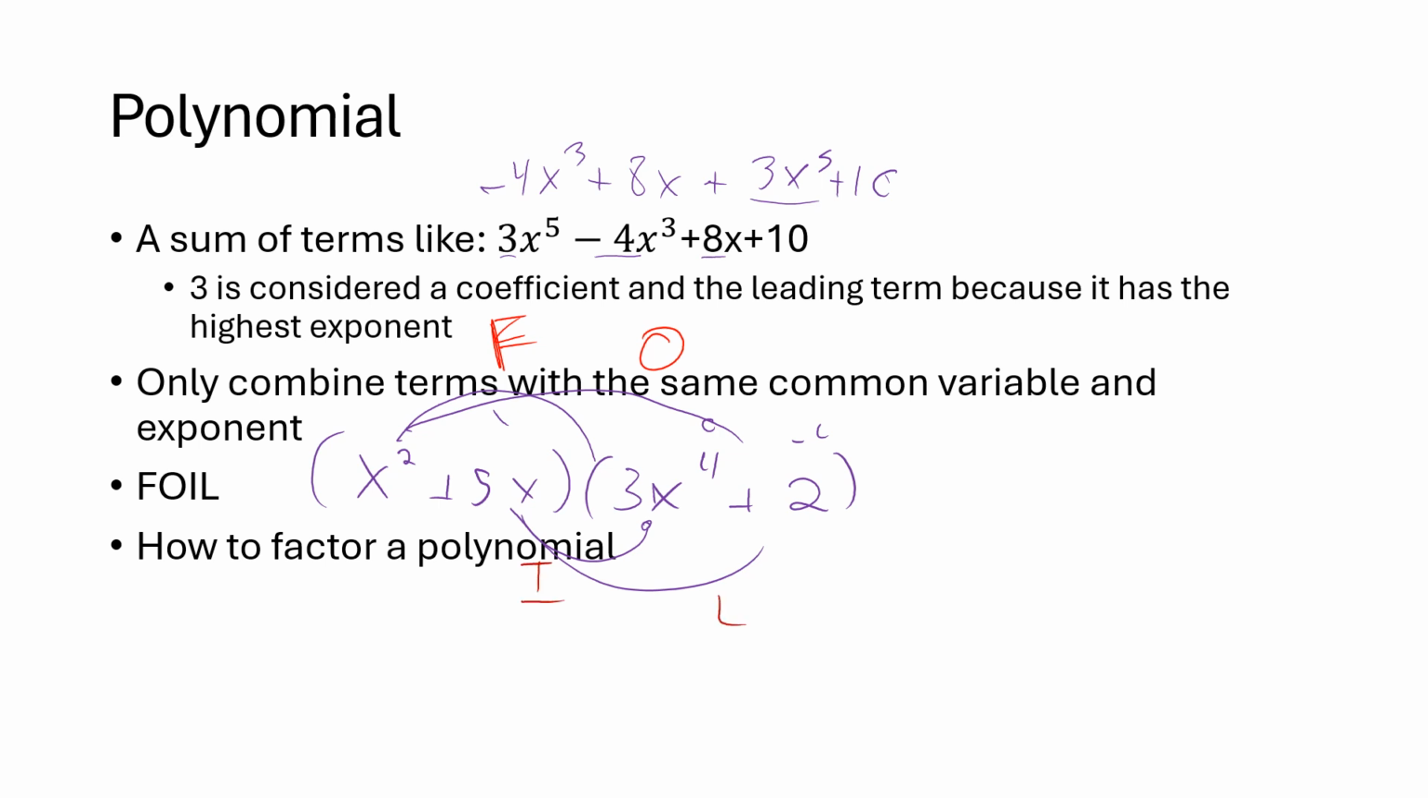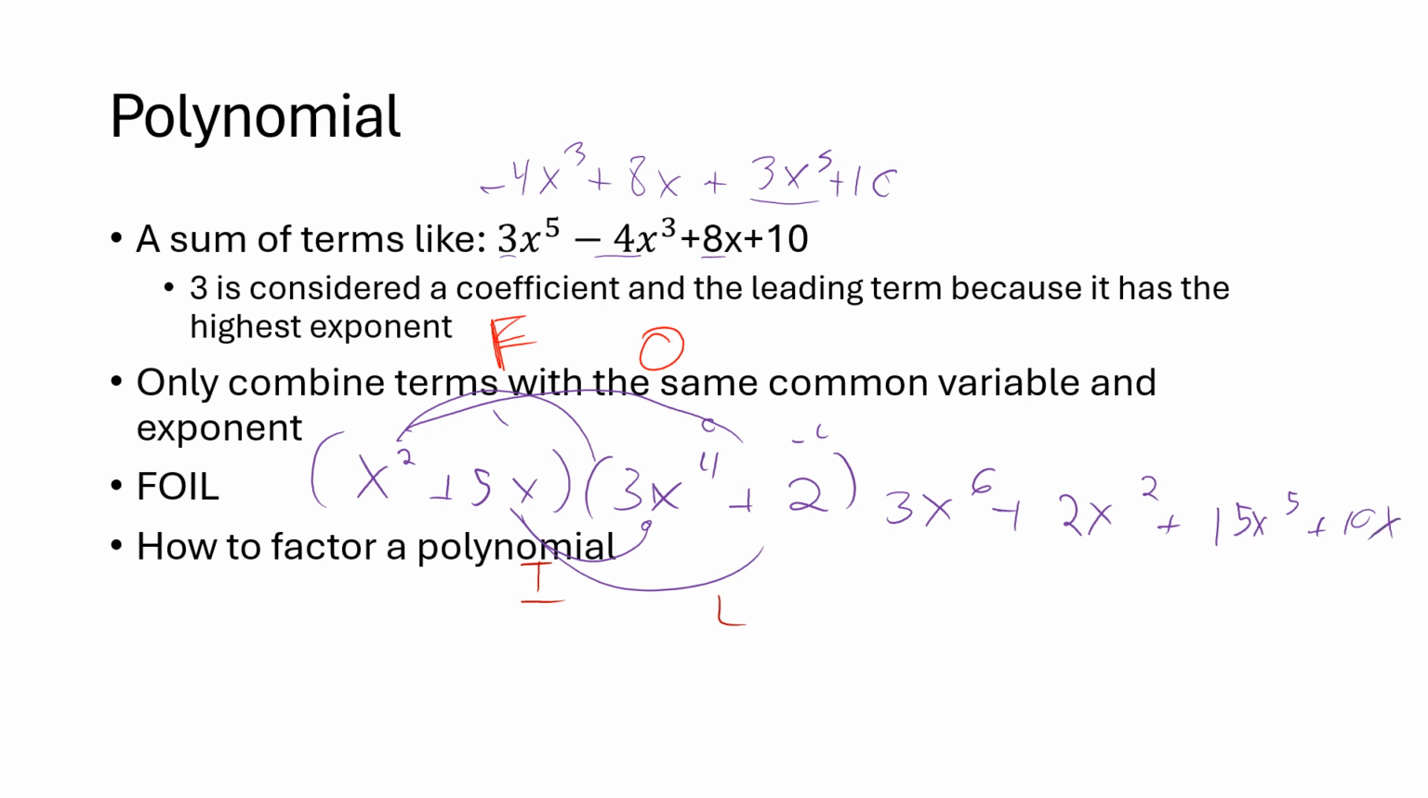So that is FOIL. We use the first exponent. In this case, we would do first, which is x squared times 3x to the fourth power, which gives us 3x to the sixth power. Then we do outer, which is x squared plus 2, which is going to be 2x squared plus 3x times 3x to the fourth power, which is going to be 15x to the fifth power. And the last, which is 5x times 2, which is going to be 10x.